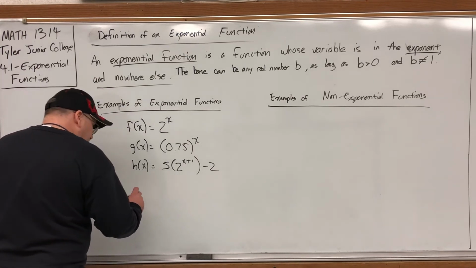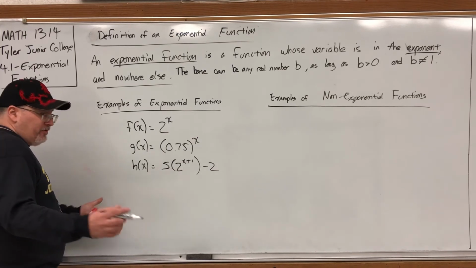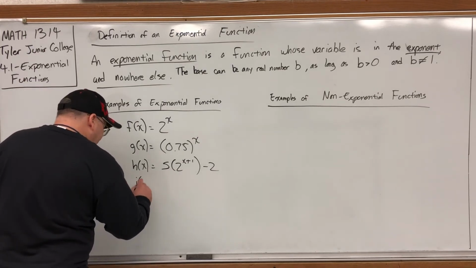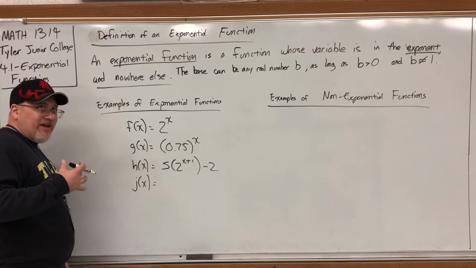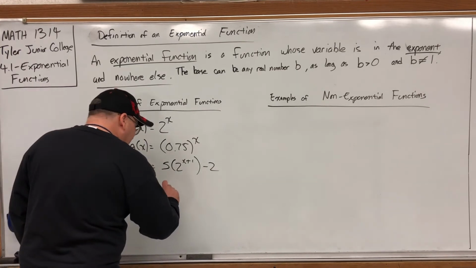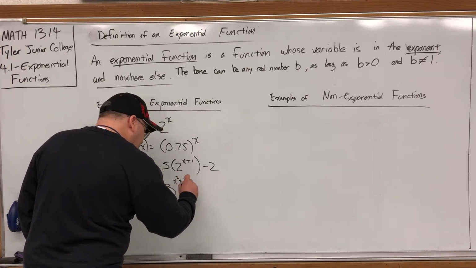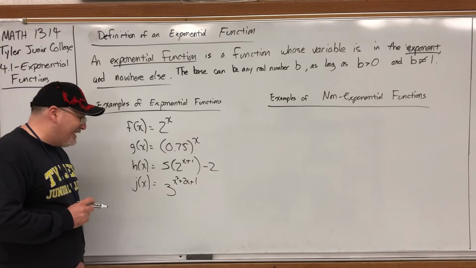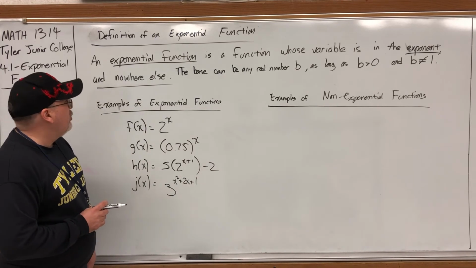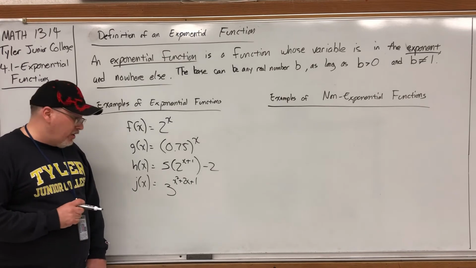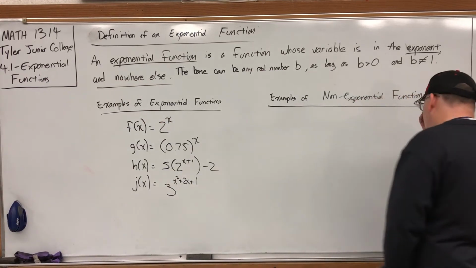Also, we'll call this one, we can't call it I of x. I is reserved for the square root of -1. So we'll call it j of x. Your exponent can do more than just have an x. For example, you could have something like 3 to the x squared plus 2x plus 1. And that technically would be categorized as an exponential function because the variable only appears in the exponent and nowhere else. So what are some examples of non-exponential functions?